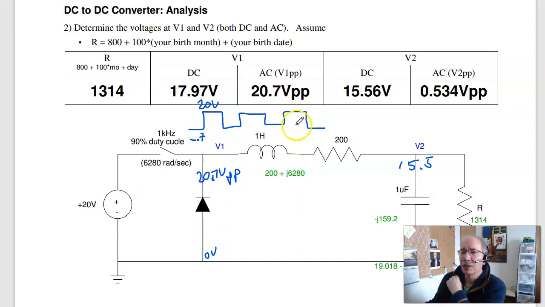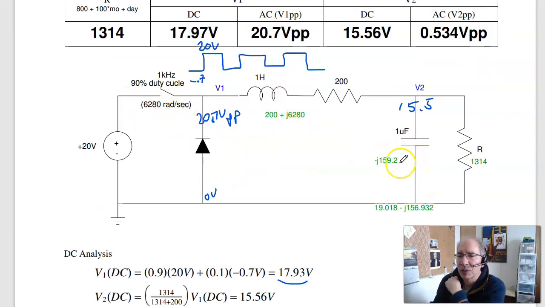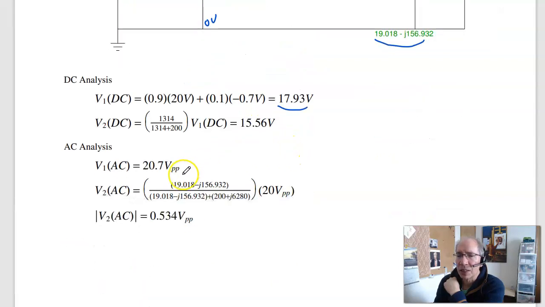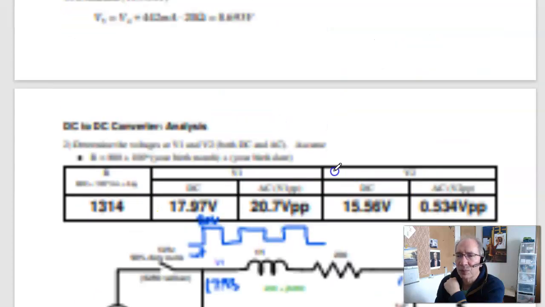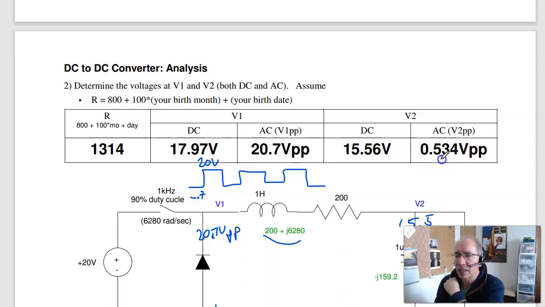To find V2, I've got to take the frequency of the input, find j omega L, put these in parallel, find 1 over j omega C, minus 159 ohms. Put these in parallel, gives you 19 minus j 156 ohms. Take the inductor, j omega L, gives you this impedance. The voltage then is going to be what I'm measuring over the total impedance. That percentage of 20.7 volts peak to peak gives you 0.534 volts peak to peak. So that is the voltage at V2.